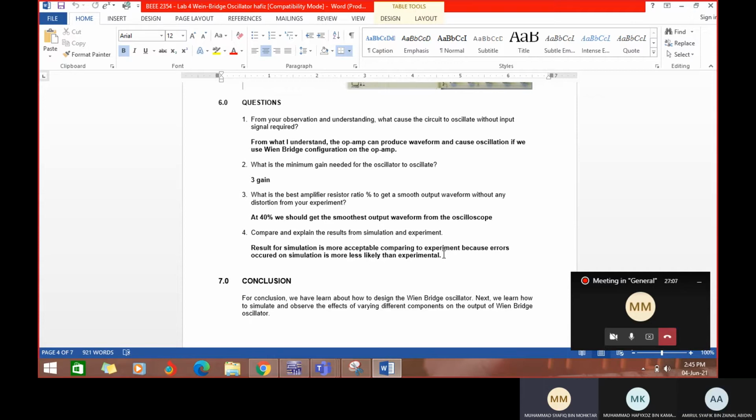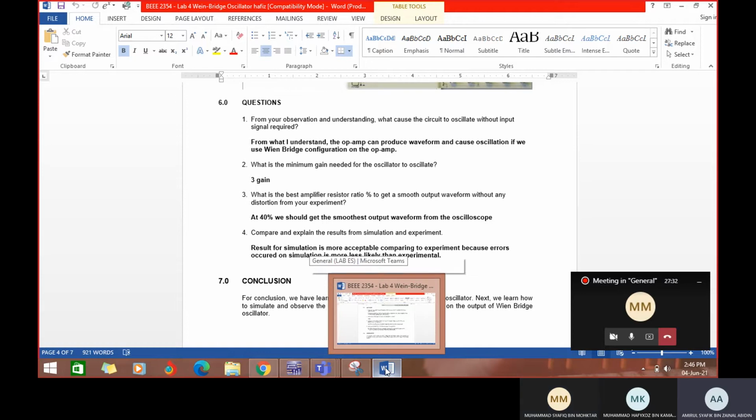For the fourth question, compare and explain the result from the simulation and experiment. The result for the simulation is more acceptable compared to the experiment because errors occurring in a simulation are less likely than experimentally. So that's all for the question. We pass to Amirul.